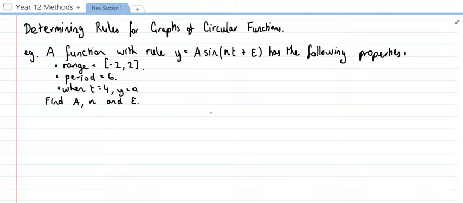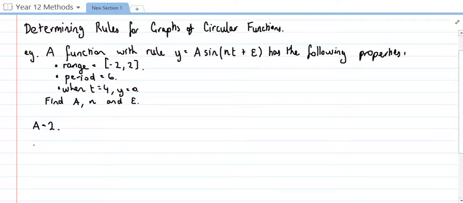Okay, so again we're given a little bit of information about this and we're required to find out the rule of the function. We can see this time that it has a horizontal translation but there's no vertical translation on this one, which is kind of nice. So the range here is said to be -2 to 2, which means it's going from 0 up to 2 and 0 down to -2. So right away you can say A equals 2. That's always the easiest one to get from the first bit of information.